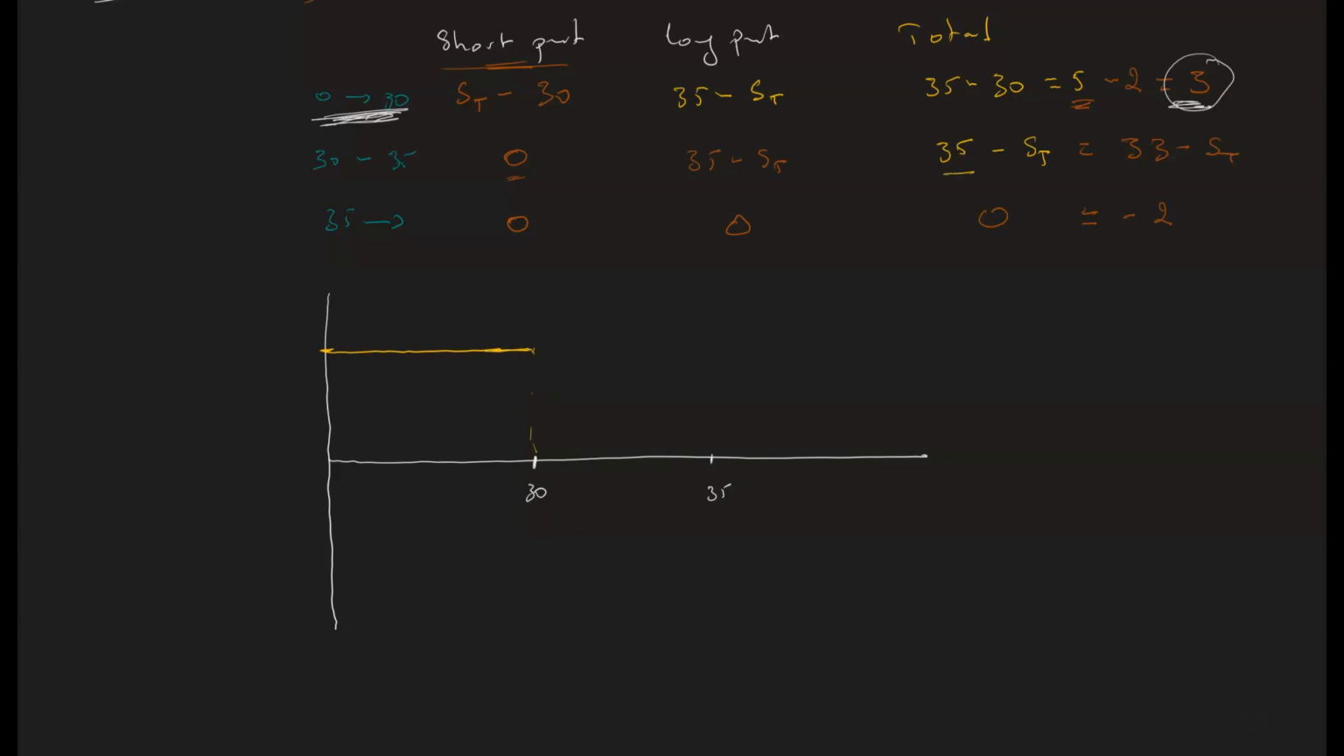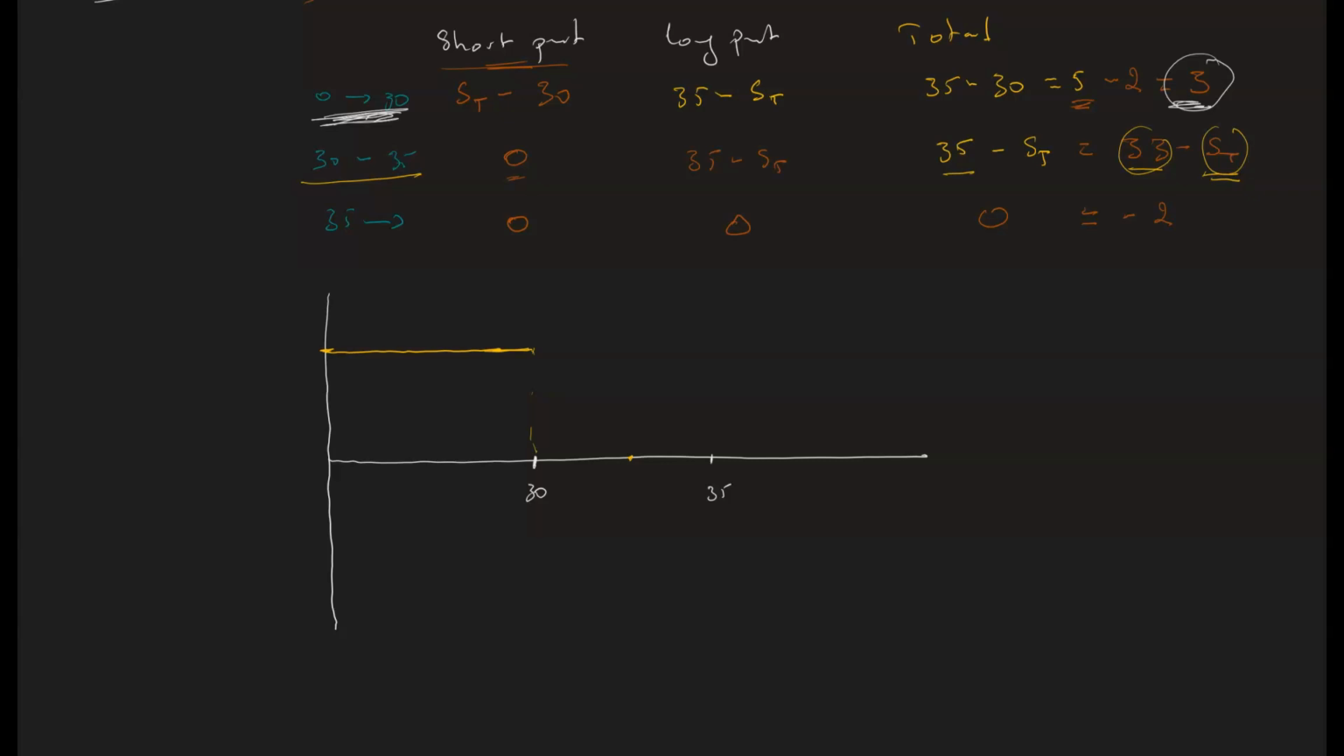Between 30 and 35, our outcome is going to be 33 minus the stock price. So for us to have a profit equal to 0, what do we need to have? We need to have a stock price that's equal to 33. So 33 is going to be that break-even point here.